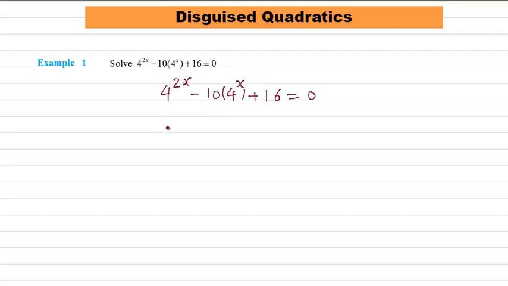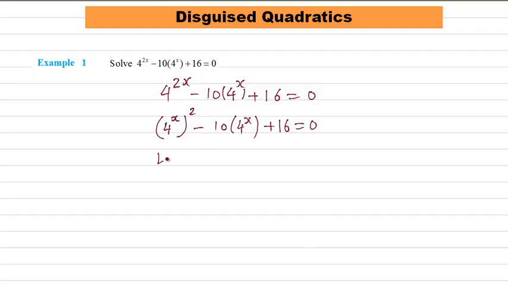So we can write this as 4 to the power x, then we put square, it's the same thing. Now we can see this looks like a quadratic equation.